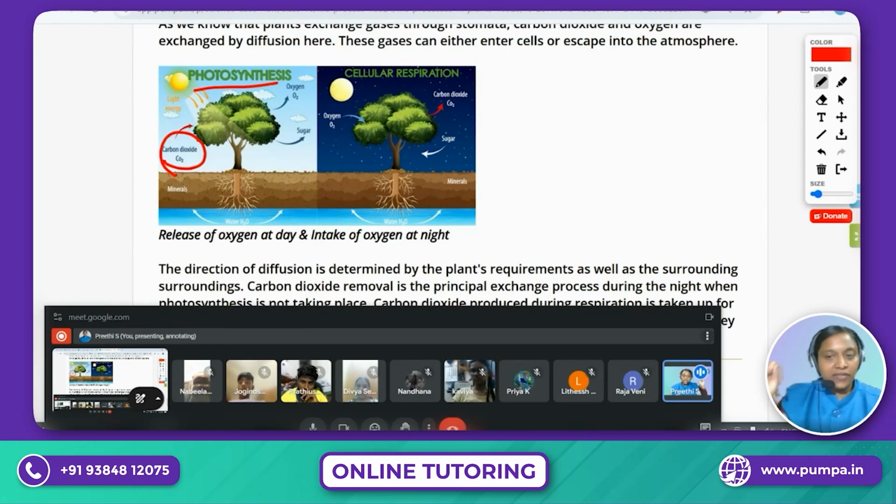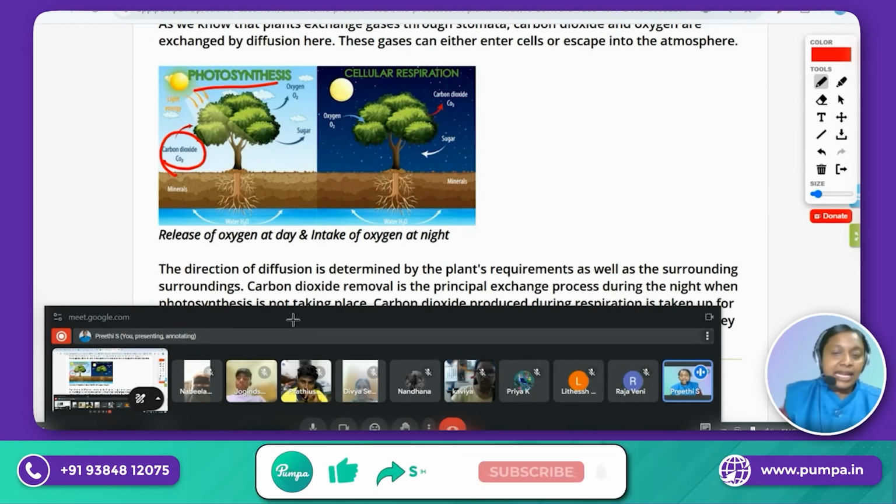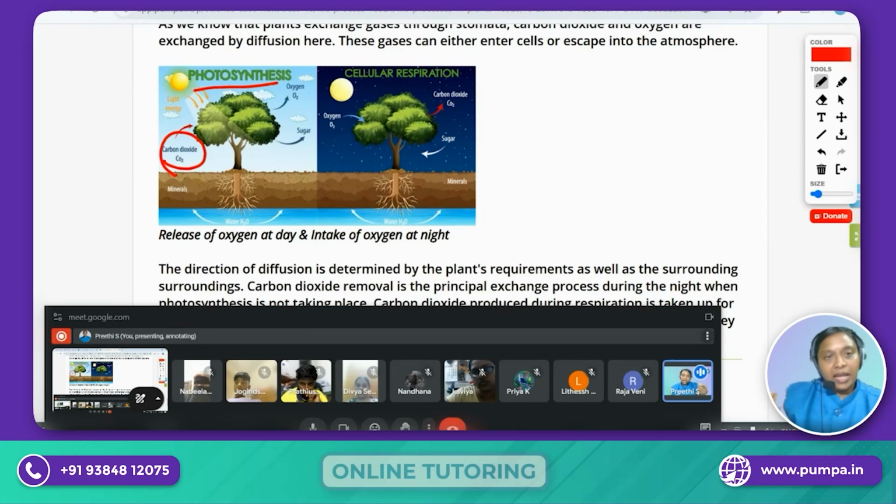So the respiration will happen day and night. But during the daytime, instead of releasing it, they will be utilizing it for the photosynthesis. And apart from that, if there is carbon dioxide in the atmosphere, that is also taken. So next, they will be releasing the oxygen.